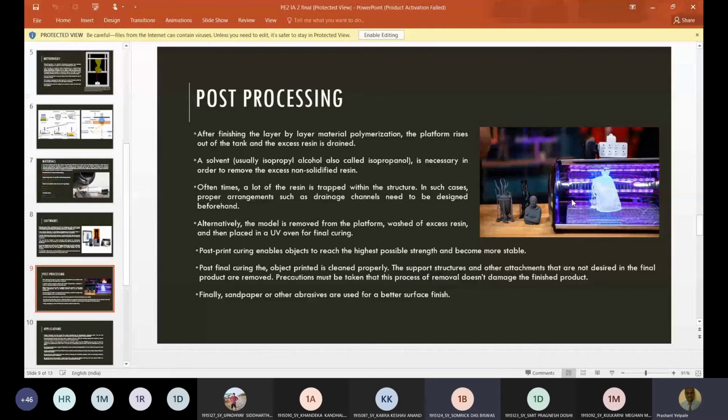Also, the radiation is slightly different in this case, which helps in solidification. The intensity is different, but the source is the same. Yes, sir, the source is the same.